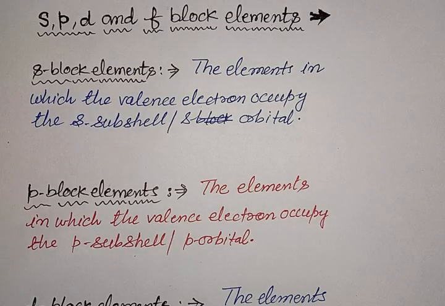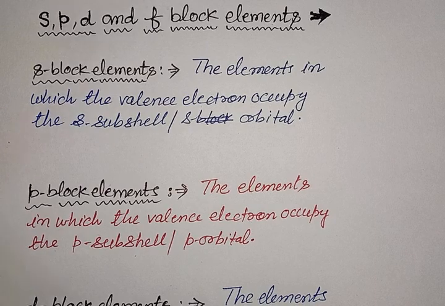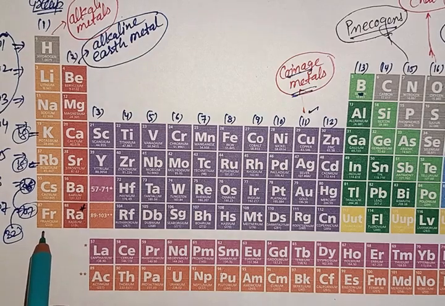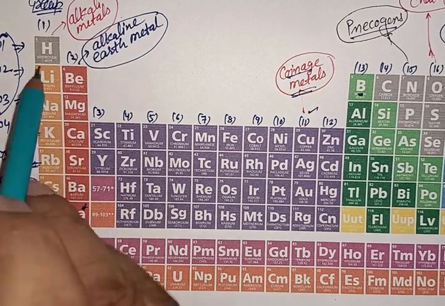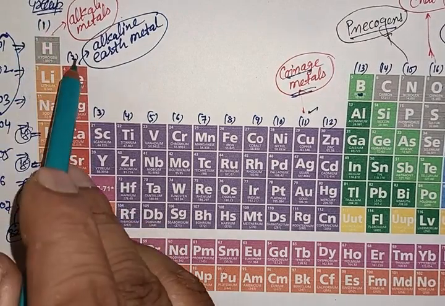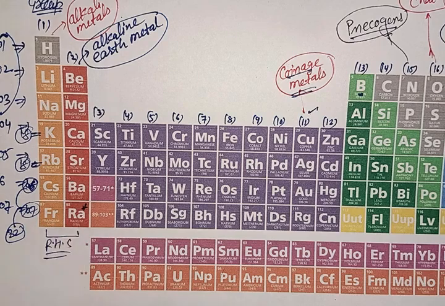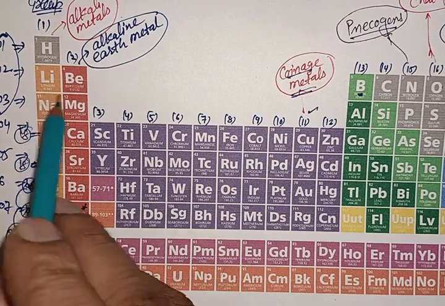The next topic is S, P, D and F block elements. In modern periodic tables, the elements which are present on the left hand side of the periodic table, these two groups, that is group number 1 and group number 2 elements, are called S block elements. Why are they called S block elements?